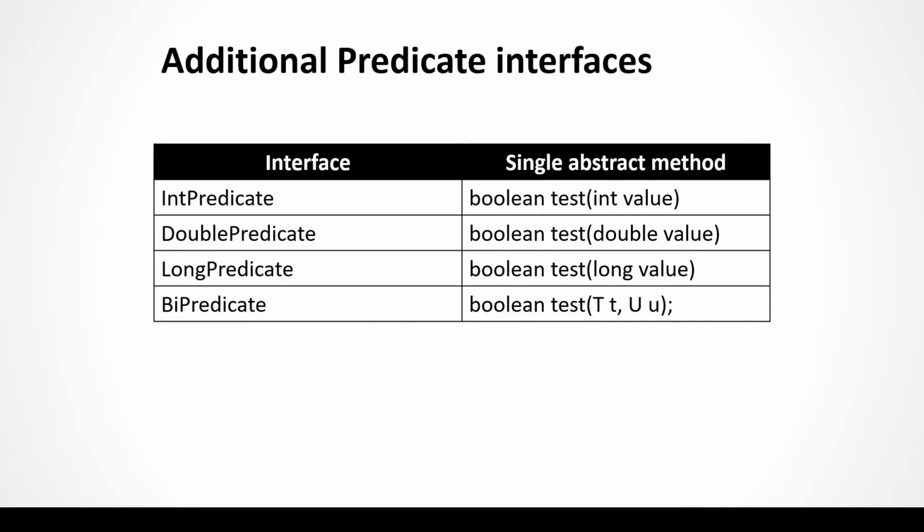Again, within the Java library, there are additional predicate interfaces like the ones defined in this table. IntPredicate, which works on the int primitive, DoublePredicate for the double primitive, LongPredicate for the long primitive, and there's a BiPredicate which takes 2 arguments and returns a Boolean value.